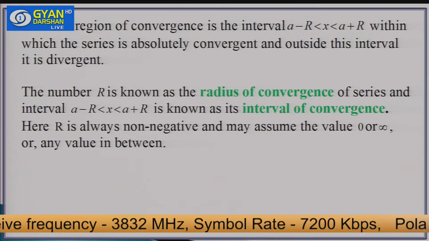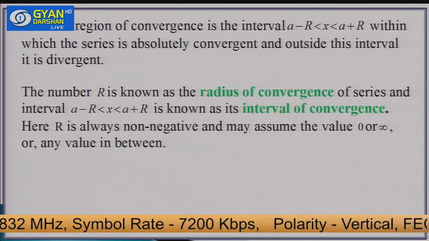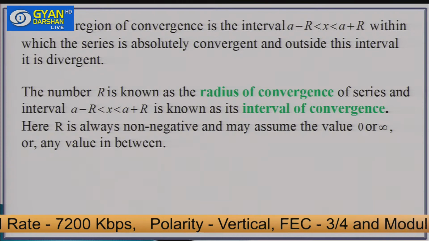Okay, so this region, a minus R less than x less than a plus R, is called the interval of convergence. And because we are taking a small neighborhood of a with radius R, this R is called the radius of convergence. And you can see from the series representation, (x minus a) to the power n, that we have taken the power series about the point a. So this is our power series.